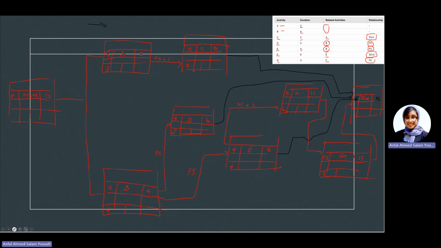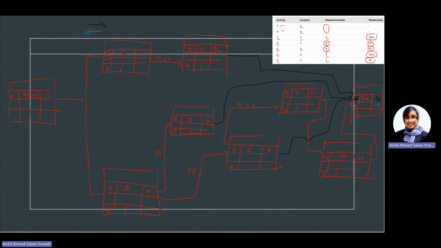Okay, so let's do the backward pass. I'm gonna use the color blue in here. The latest I can finish this one will be in day number 15, and the latest I can start this will be in day number 15. So when we have this, we normally go and check within every one of them. Okay, so when we're doing the backward pass, we again take the smallest number.